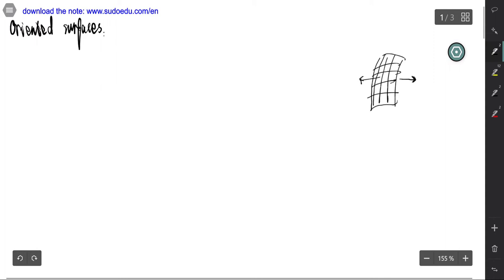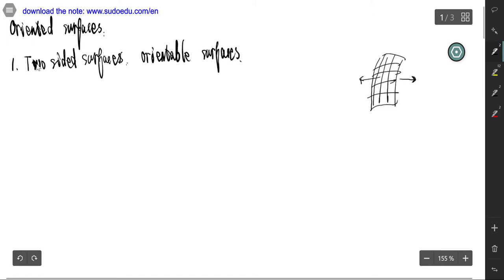Actually, for this net, we have two directions. So this is called two-sided surfaces. Two-sided surfaces actually is orientable. We call that orientable surfaces because it has two unit normal vectors at any point. That's the two-sided surfaces, and the orientable surfaces.